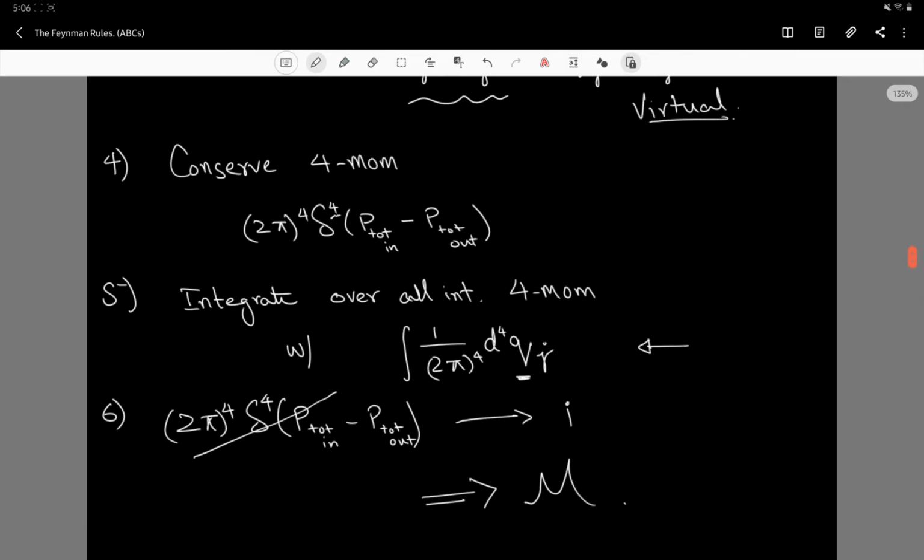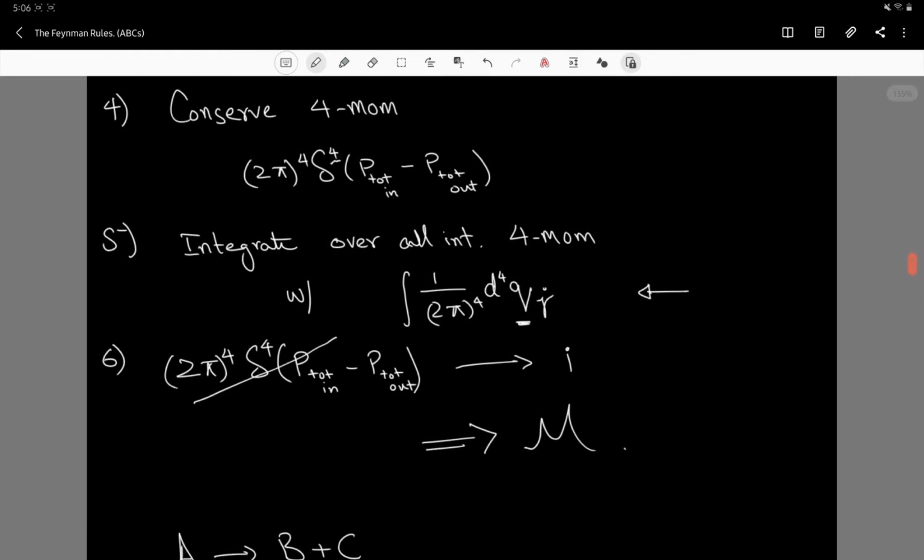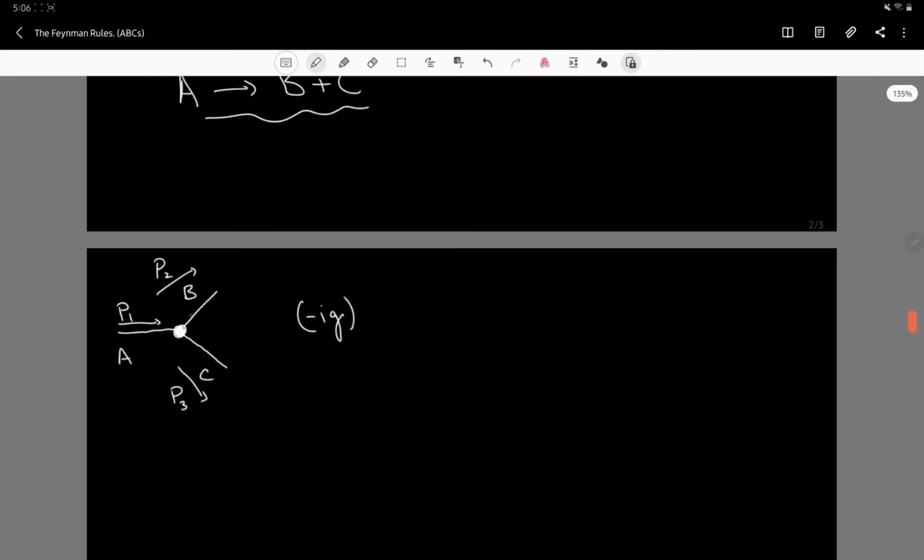Okay, fine. Let's go to rule number 4. It says that you have to conserve the 4-momentum, and that is very important. So we would do that for this diagram. To do that, you write (2 pi)^4 delta^4. Now you have to see the momentum that is ingoing minus outgoing, right? So we have P1 going in and P2 and P3 going out, right? You can clearly see from these two lines. So minus P2 minus P3.